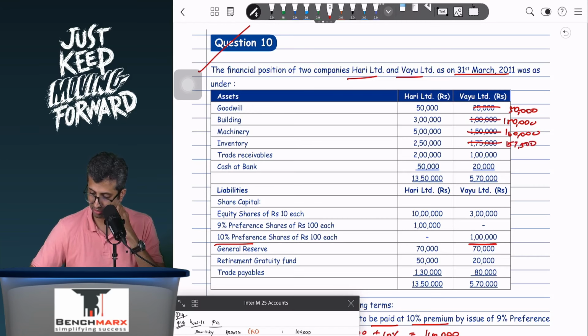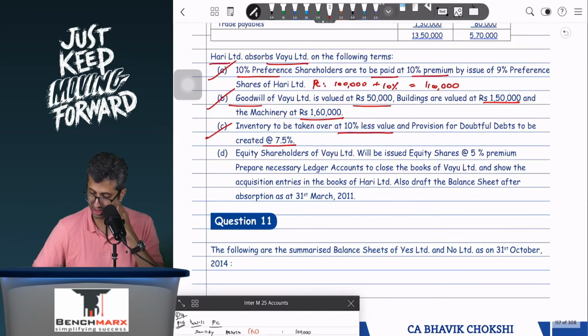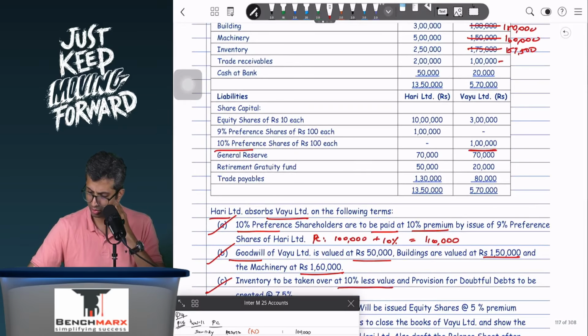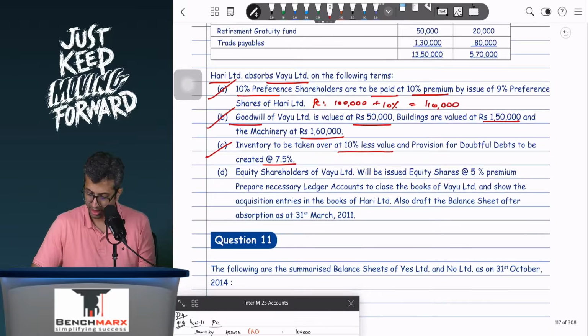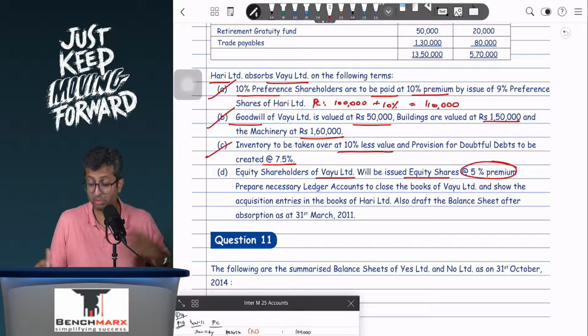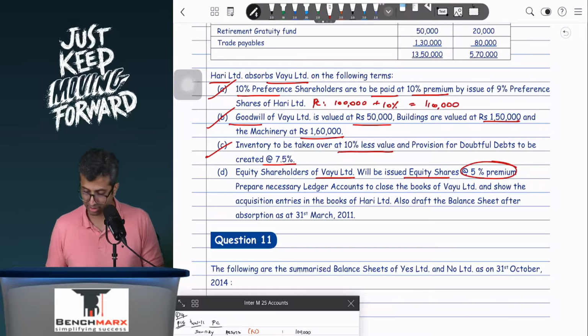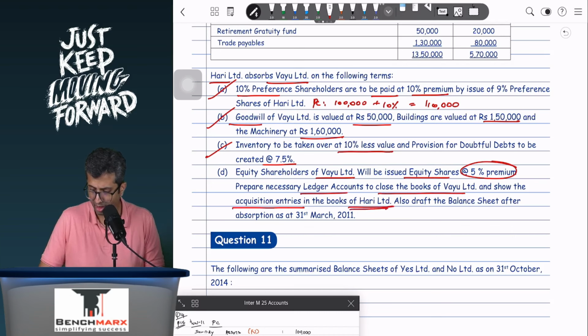And trade receivables, there is going to be a provision for bad debts at 7.5%. So this is, I think, 92,500 net. So you'll have 1 lakh debtors and 7,500 provision for bad debts. Okay. Next, equity shareholders of Vayu will be issued equity shares at a 5% premium. How many equity shares? Question does not tell you, which means you might have to calculate PC using the net assets method. Okay. Prepare necessary ledger accounts to close the books of Vayu and show the acquisition entries in the books of Hari. Also show the draft balance sheet after the absorption as on 31st March 11.